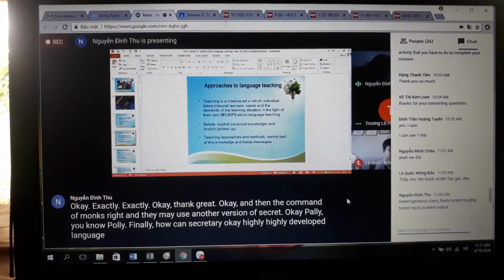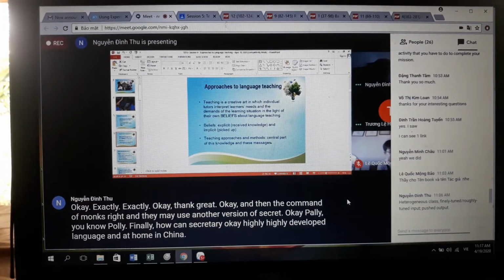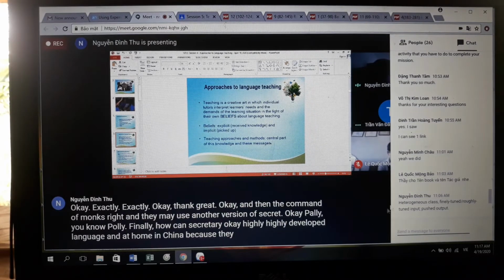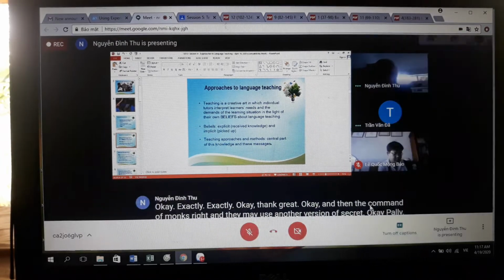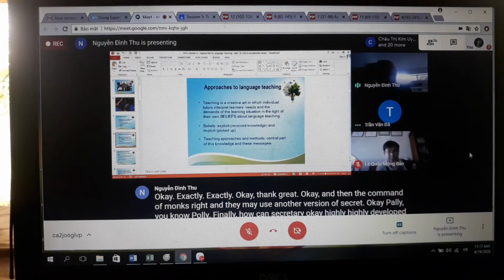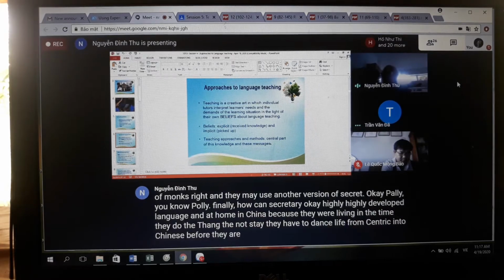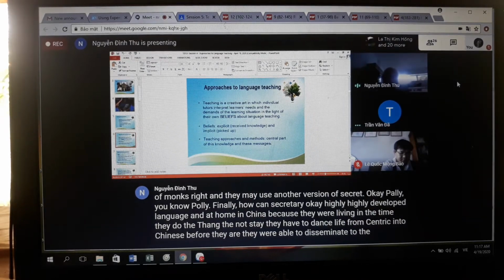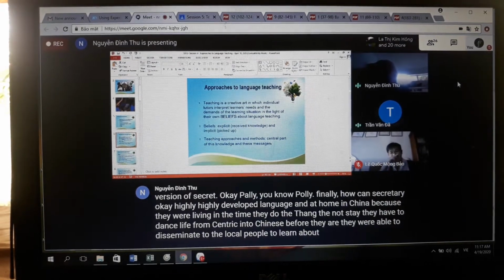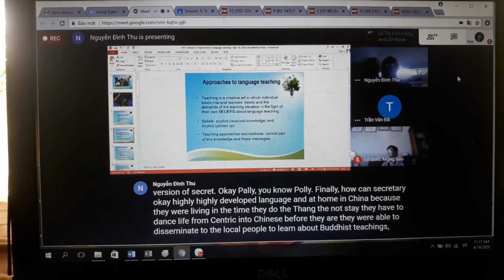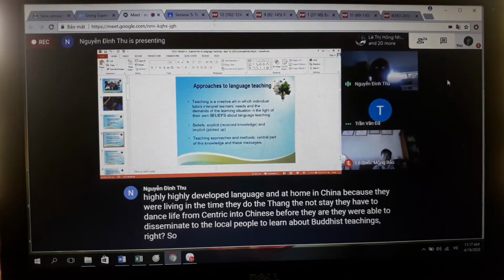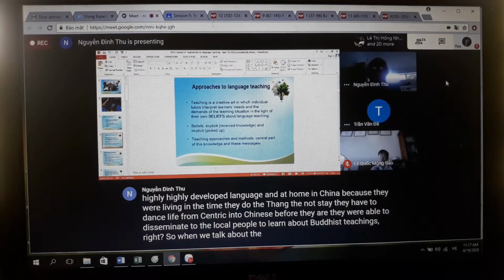And at home in China, because they were living in the Tang dynasty, they had to translate from Sanskrit into Chinese before they were able to disseminate Buddhist teachings to the local people to learn. Right.